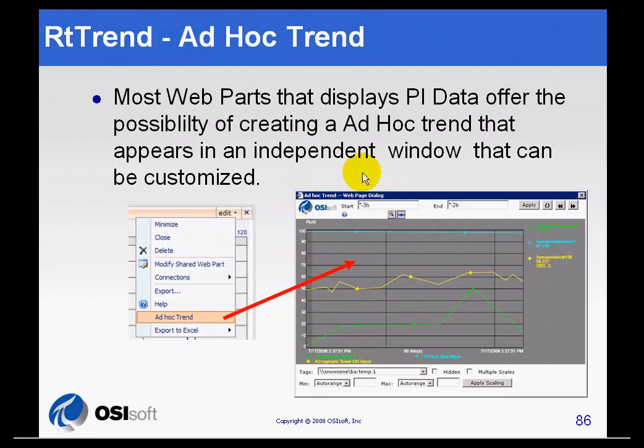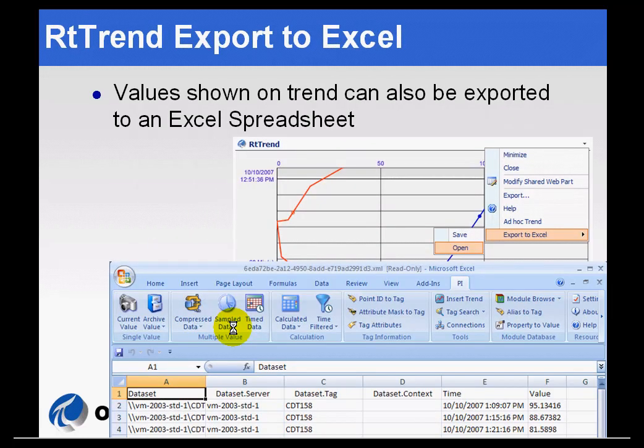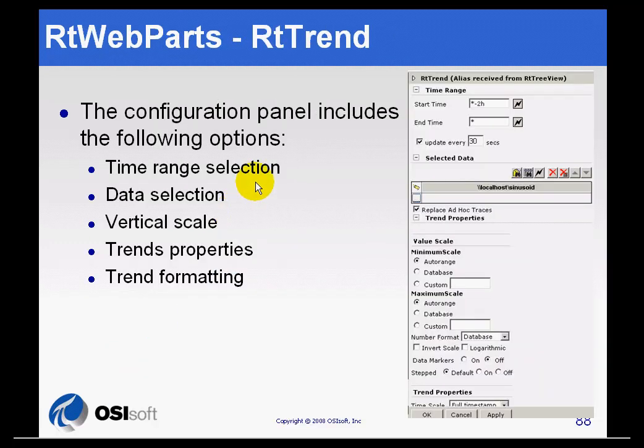Now, we also have support, as we've seen already, for ad hoc trends to be used by just about any of the web parts that support any kind of live data. So in addition to the traditional trend, the RtTrend control or web part, you'll see that just about all of our live data web parts will support this ad hoc trend. What you'll get with an ad hoc trend is a trend that's very similar to the RtTrend. The trend web part does support export to Excel, just like some of the other time series web parts. And there are, of course, as you would guess, dozens of configuration elements.